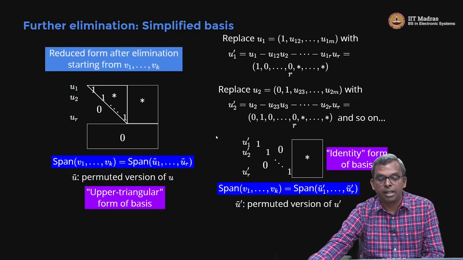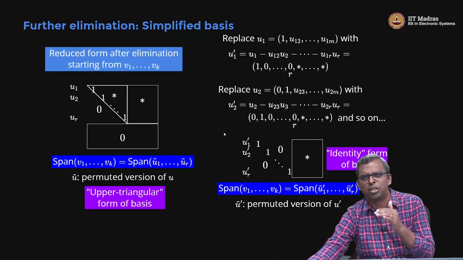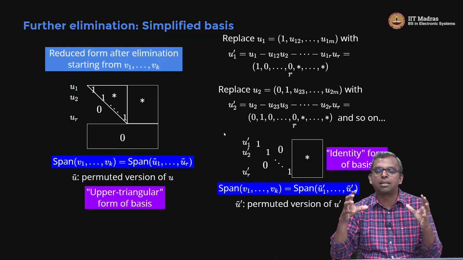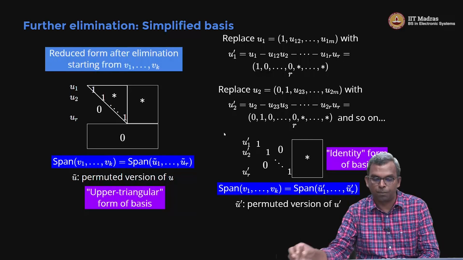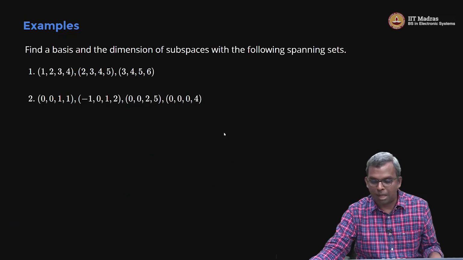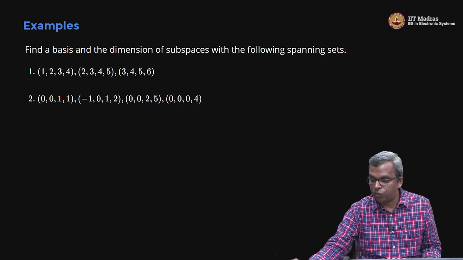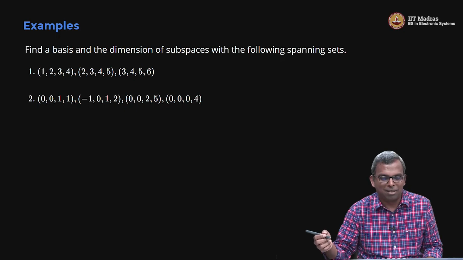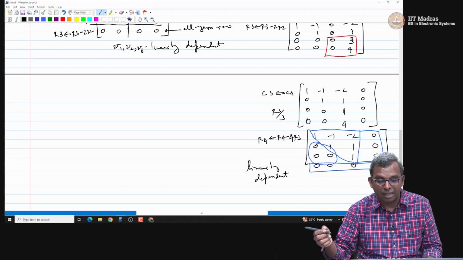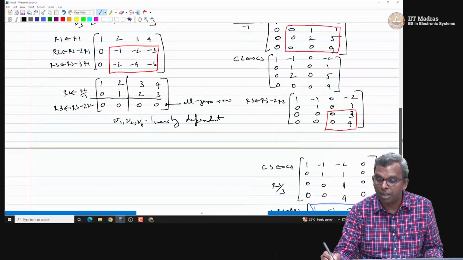So this kind of thing in elimination is very, very important. Notice how we are able to simplify the basis further. When you have a very simple basis, you can understand the subspace much better than with a much more complicated basis. Okay, so here are a couple of examples. These are the last few examples we are going to do. I think we did this earlier also, but nevertheless, it is good to go back and revisit this example and understand how the simplified basis comes along.